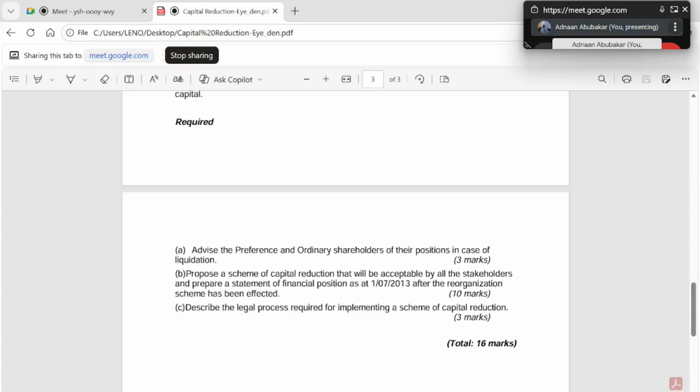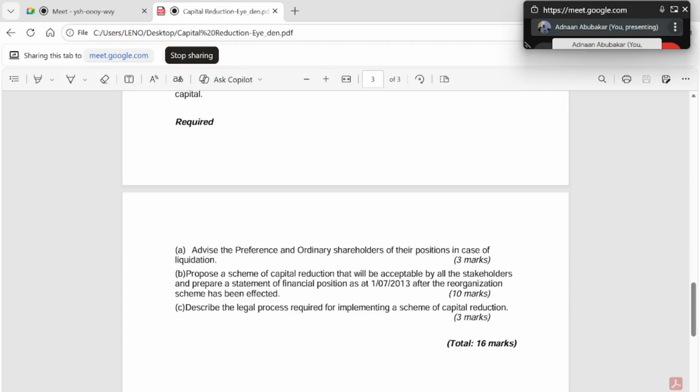Before you advise them, you have to compare both liquidation and reorganization. Which one is more favorable? The one which is favorable, you advise them to choose. You understand? So you do both of them before you can give any advice.